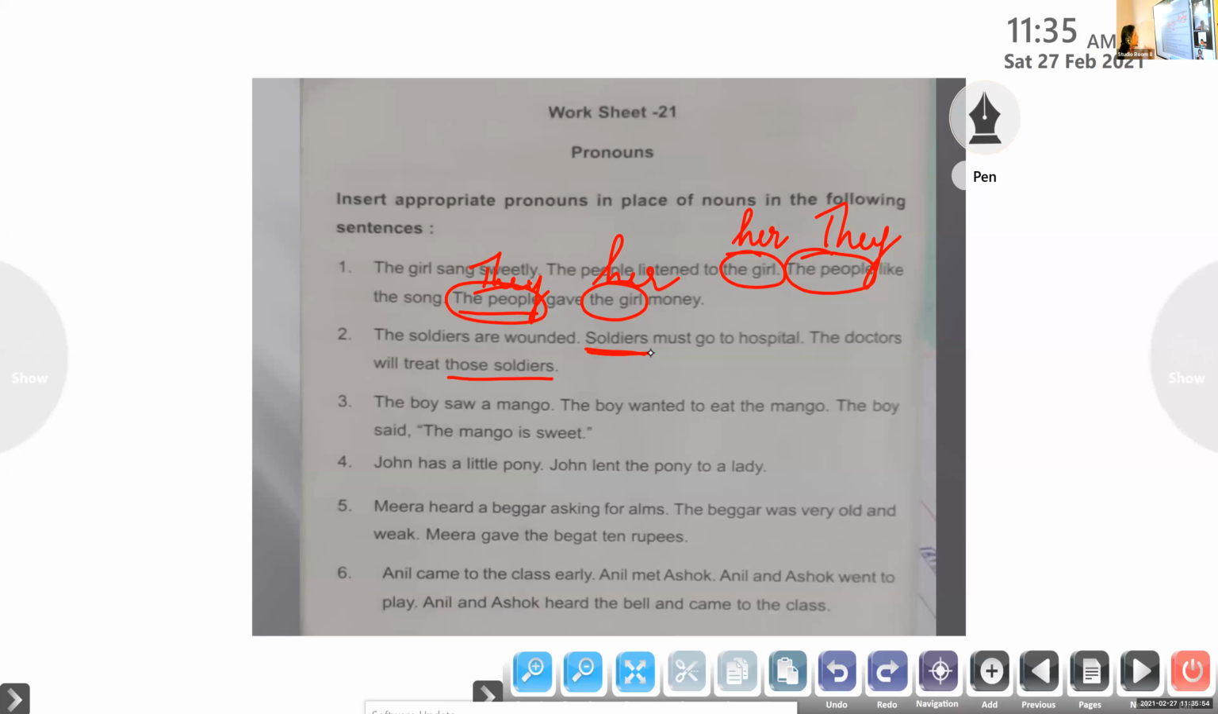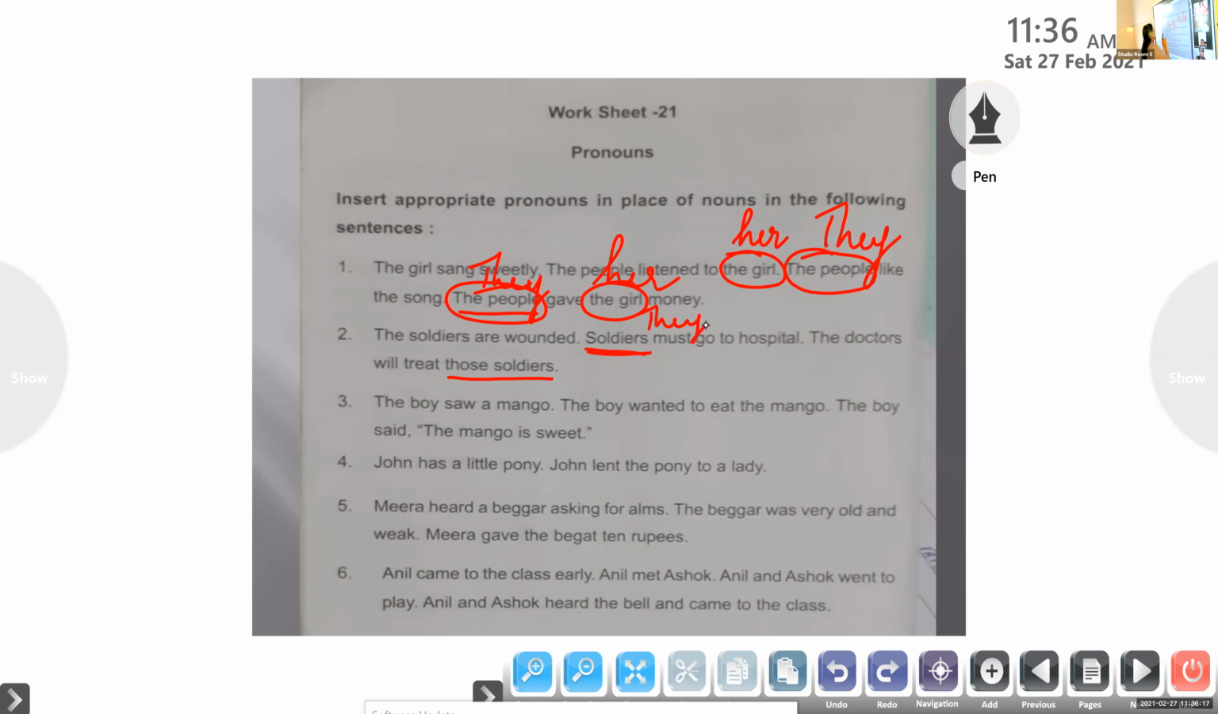Soldiers are the subject here. It is a plural pronoun. So it should be replaced by, Andrea. There are only 7 pronouns, not more than that. So what do we have to do here? Ma'am, they. Yes, they is the answer. If it is a plural pronoun, it is they. If you are included in it, then it should be we. Okay, so they must go to the hospital.